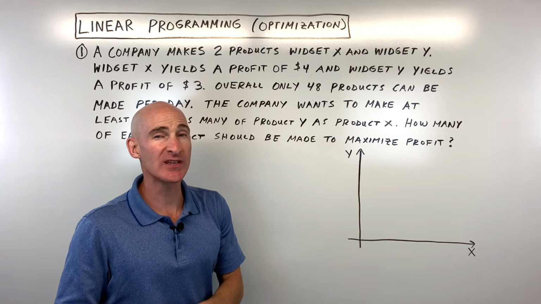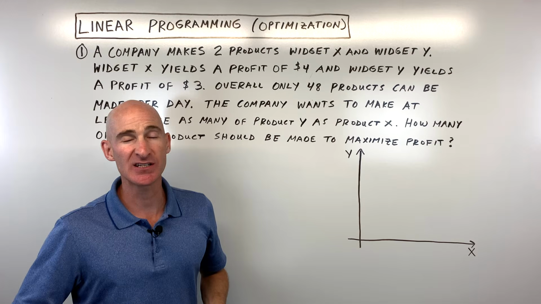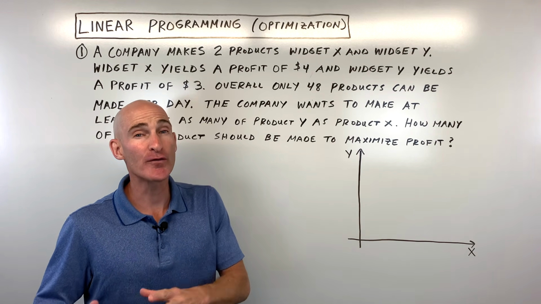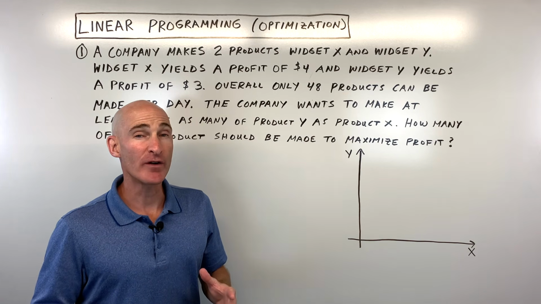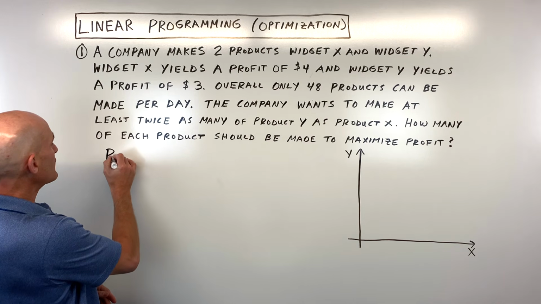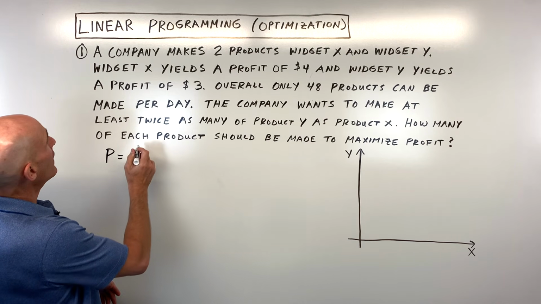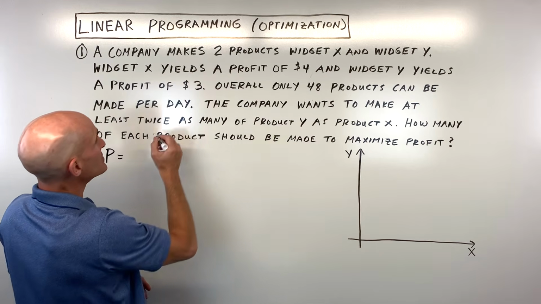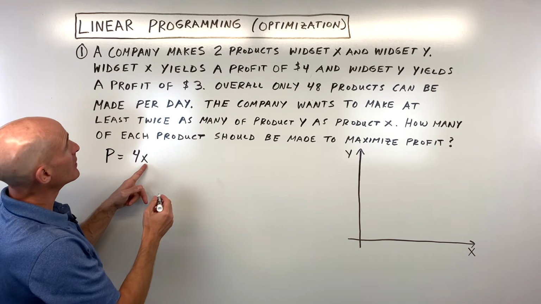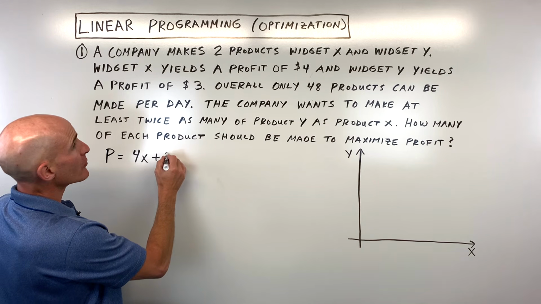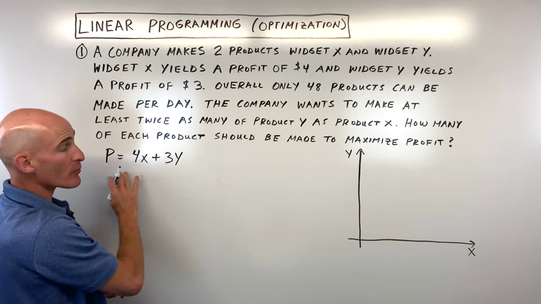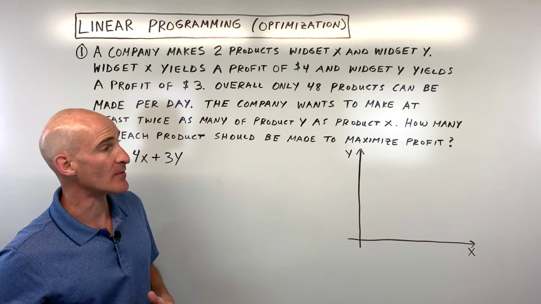Now, my first tip for you is that when you're trying to maximize or minimize in these types of problems, I would write that objective, what's called the objective function, first, and that'll help you to define what your variables are. So in this case, in order to maximize profit, let's say P for profit equals $4 times the number of product X that are made, plus $3 times the number of product Y that's made. So this is our objective function, or what we're trying to maximize.